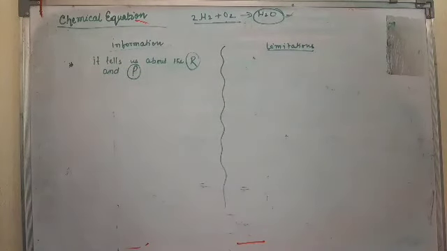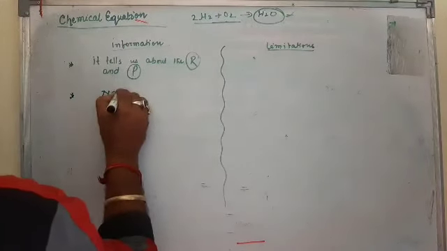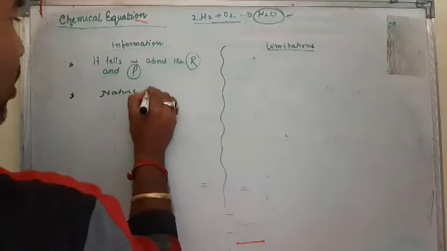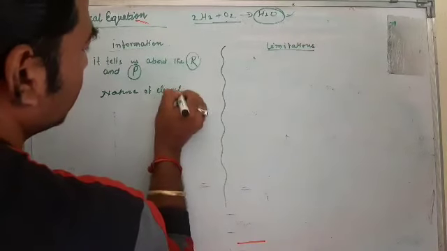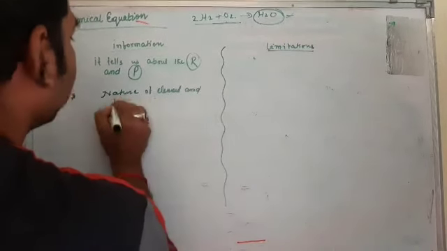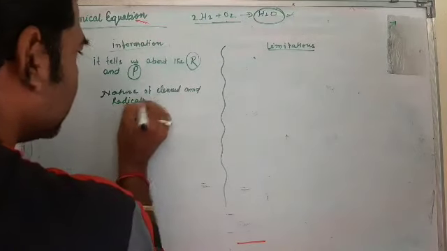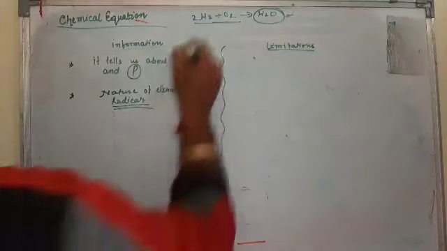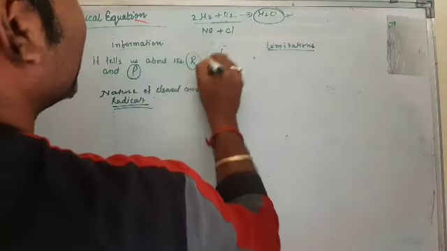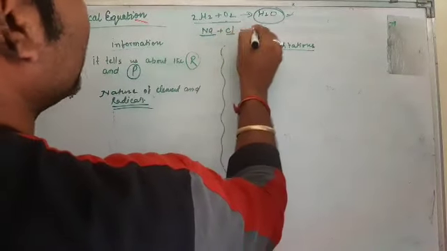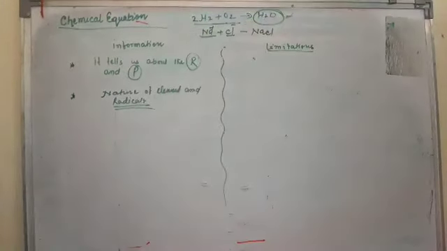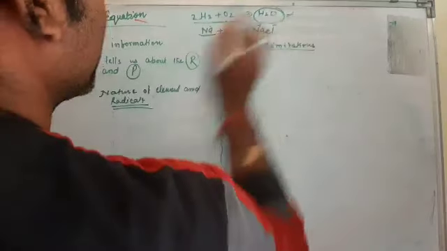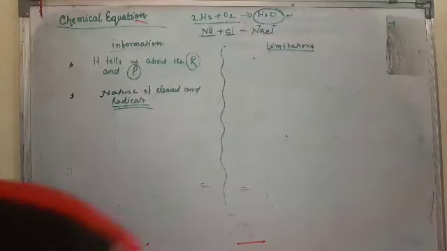The nature of the elements and radicals, yes, can write the nature of the element and the radicals. Sodium is a metal, chlorine is a non-metal, metal, non-metal, reacts, NaCl forms, plus minus. Here we use plus minus. Okay. So sodium is a metal and chlorine is a non-metal.